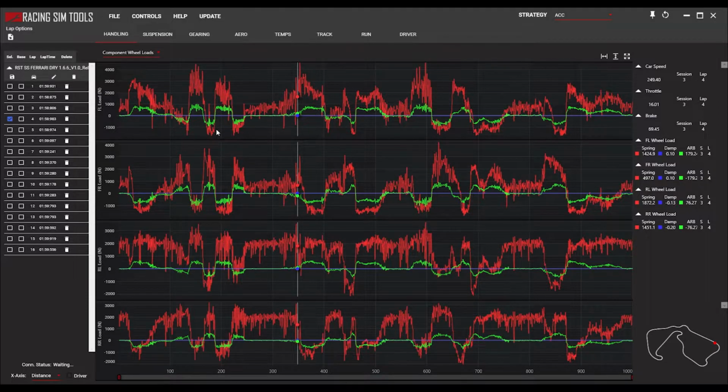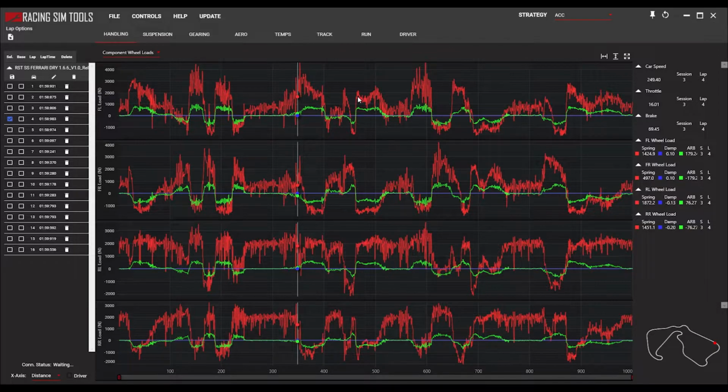The main difference between this graph and the total wheel loads graph is that the total wheel loads graph just shows one signal, right? It's adding all of the springs, the ARBs, and damper forces, making it the sum of all those forces added together. And sometimes it makes a lot of sense to break those forces out and measure them individually. And we do this a lot of the time.